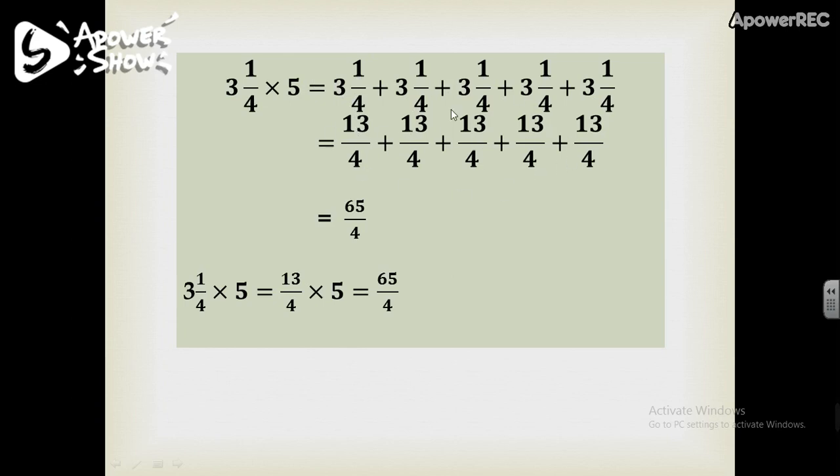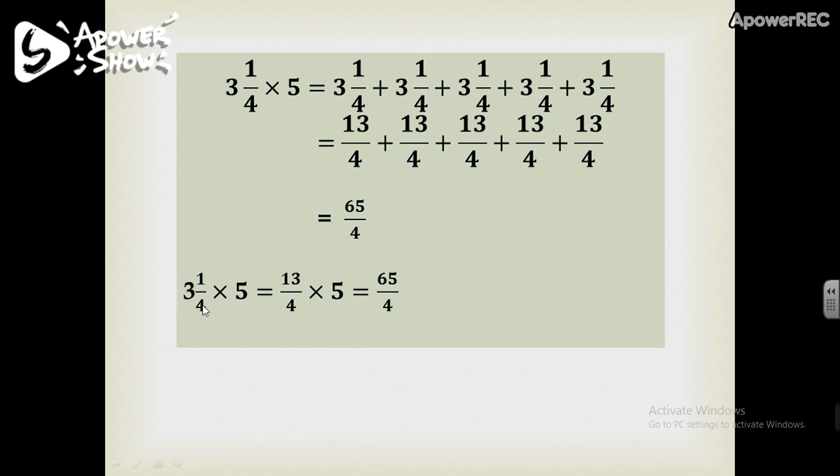After addition the denominator will remain unchanged because these are like fractions. Only the numerators will be added. So 13 added 5 times equals 65. So 3 1 by 4 multiplied by 5 equals 65 by 4. Again I want this result directly without doing any addition. So you can find this result directly like this.